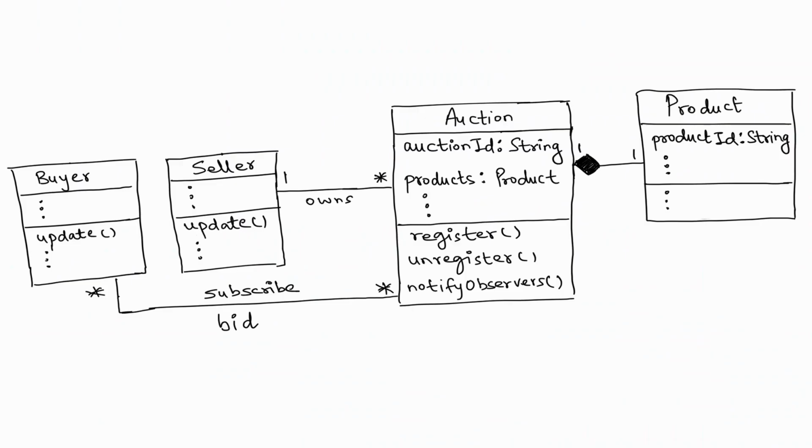Now, as mentioned in our online auction system requirement, a seller can initiate an auction. One auction consists of one product. A buyer can subscribe to an auction and a buyer can bid in an auction. So one seller can own multiple auctions. One auction will only consist of one product. Multiple buyers can bid in multiple auctions and multiple buyers can subscribe to multiple auctions.